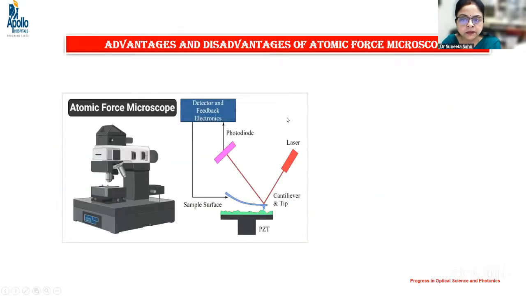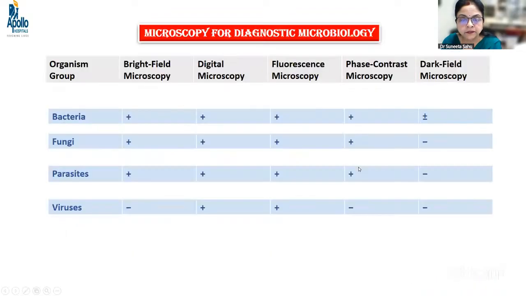Now, the atomic force microscopy is another advanced microscopy. The advantage is that it can see the DNA, it can do a DNA study, and we can know which type of DNA is present. So that is the advantage. But the disadvantage is that it is costly and it is not widely available.